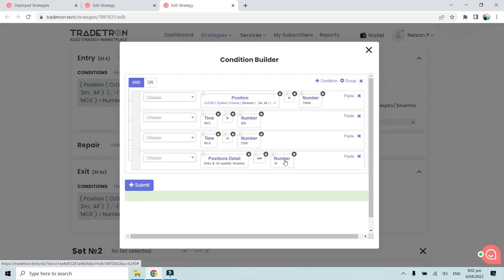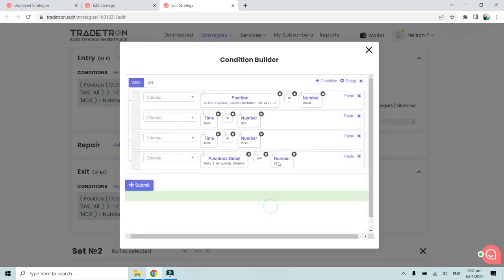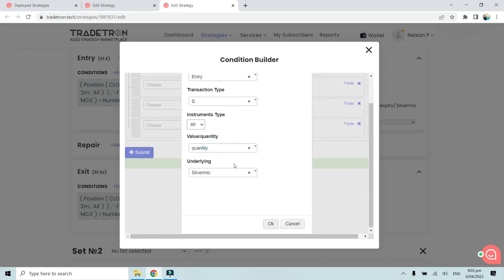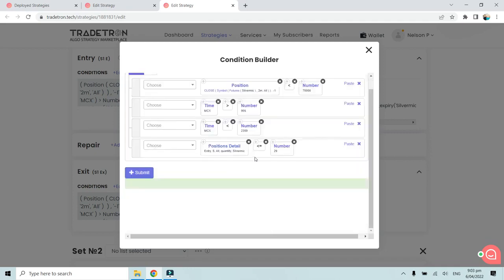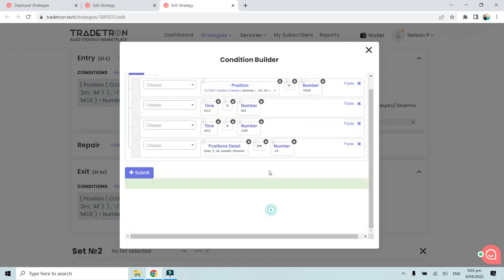For example, if you know that in a day your strategy will not take more than, say, 30 entries, then you can change this to 29. So it will take just 30 buy entries. Similarly, if it's a sell condition, you can put this as sell. You can say that sell should be less than or equal to 29, or rather, in case of sell, it should be greater than minus 29, because that's a negative number.